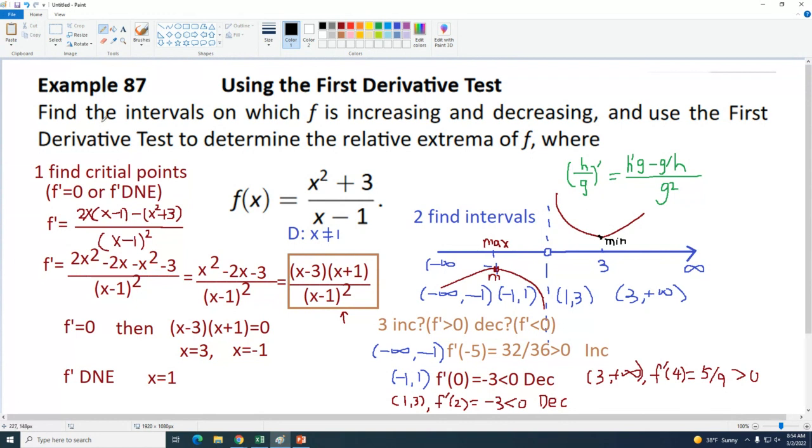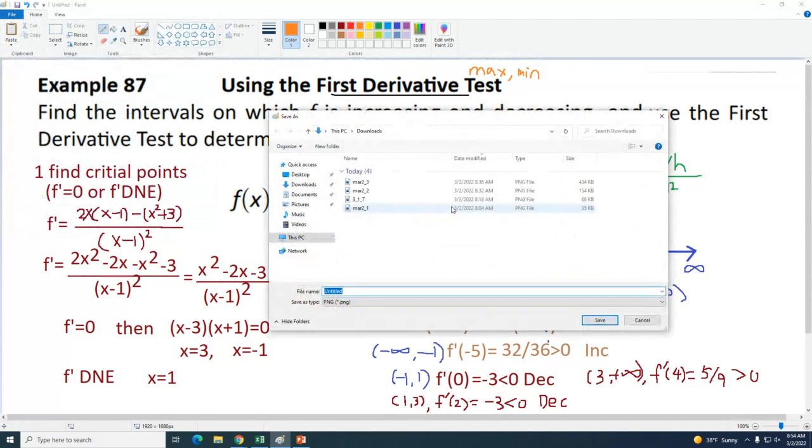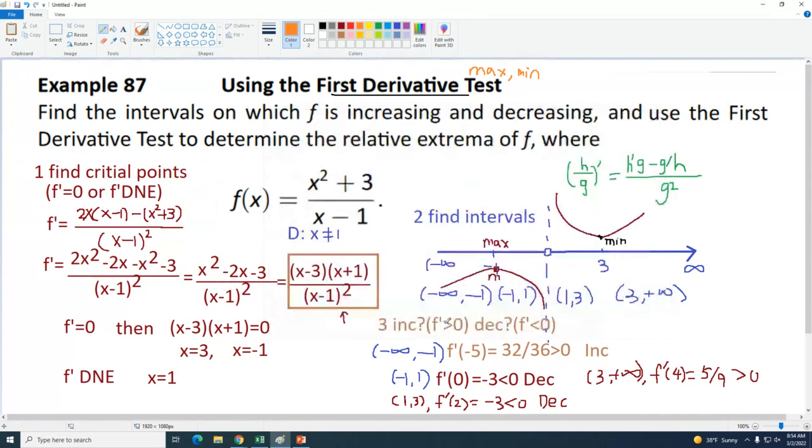So that's this example, which involves a first derivative test to explain max and min. And it also involves sign analysis to explain increasing and decreasing. And this is the main point of section 3, that is, being able to analyze a function using the derivative.